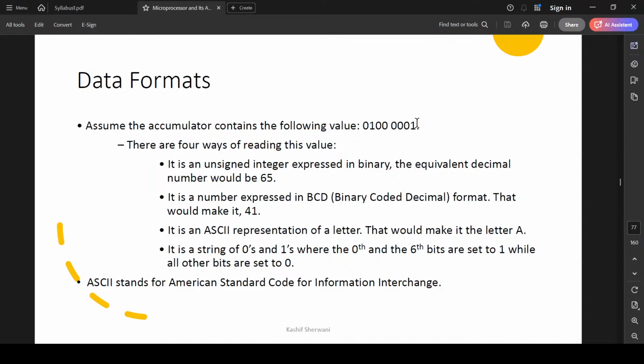How will it become 65? Oh, okay. Counting bits 0, 1, 2, 3, 4, 5, 6. So 2 to the power of 6 is 64, plus 1, 65. BCD will be 4 and 1, 41. ASCII representation of a letter will become the letter A. It is a string of 0s where the 0th and 6th bits are set to 1.